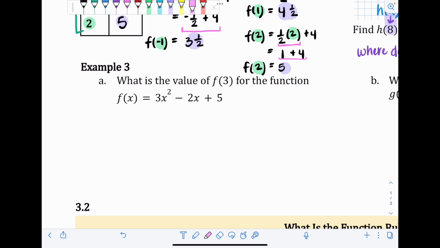So it says, what is the value of f of 3 for the function f of x? So in f of x, the input is just x, but this says what is f of 3. So that means that we take the 3 and we put it in for all of the x's. All of them. So it'd be f of 3. So we got the first one.